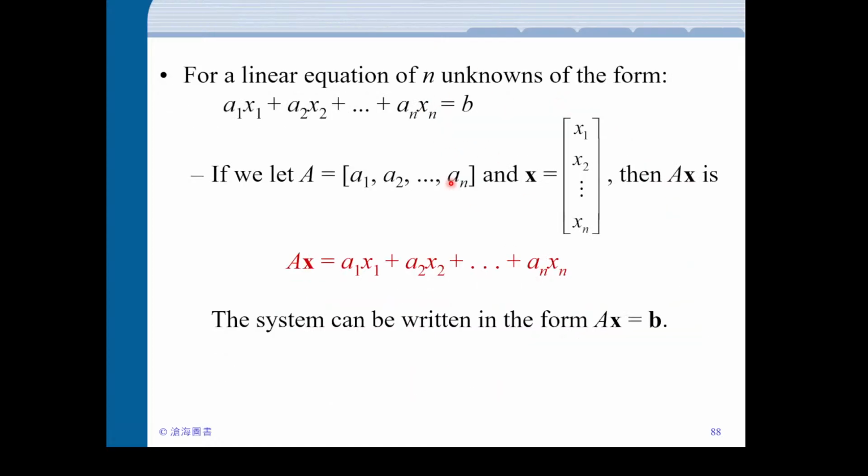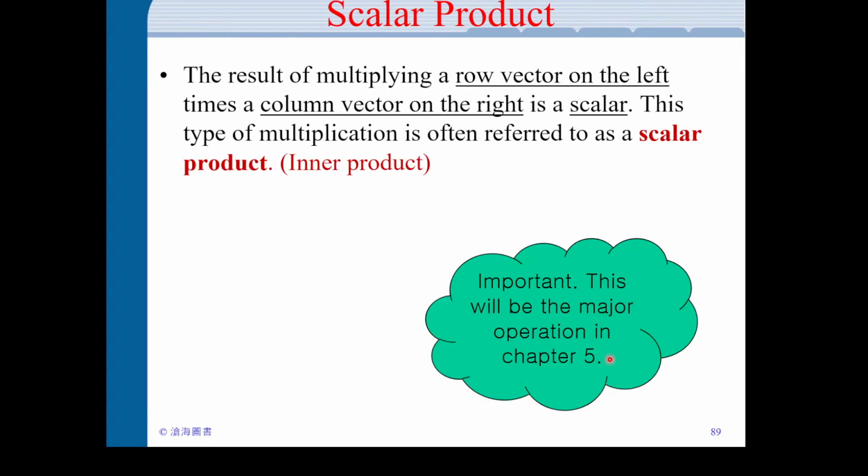And we can generalize this a little bit to symbols. So A being a1 to an, x being x1 to xn. Then you see Ax equals a1x1 plus a2x2 up to anxn. And the system can be written as Ax equal to b for one equation. And here we do a bit of digression. So from this, we also see one of the definitions.